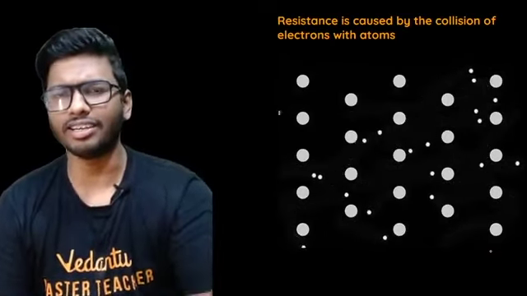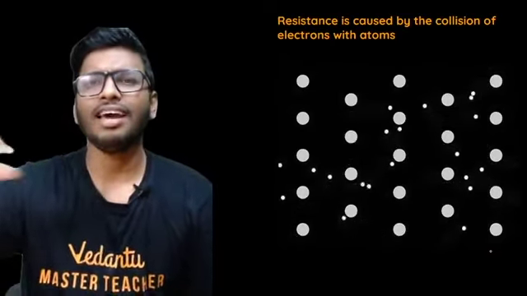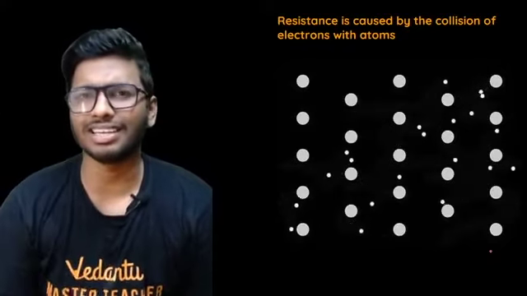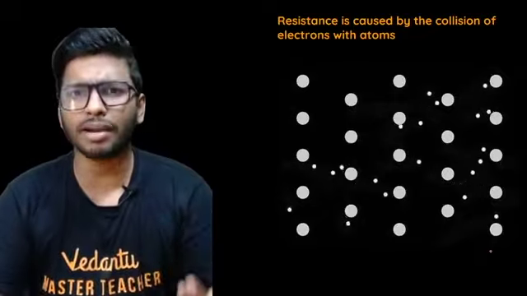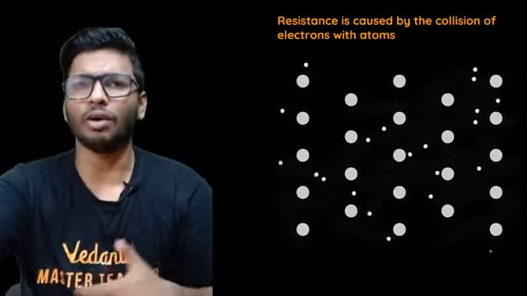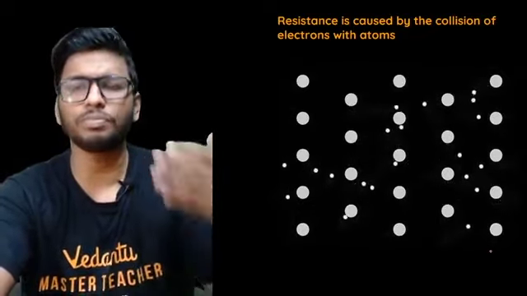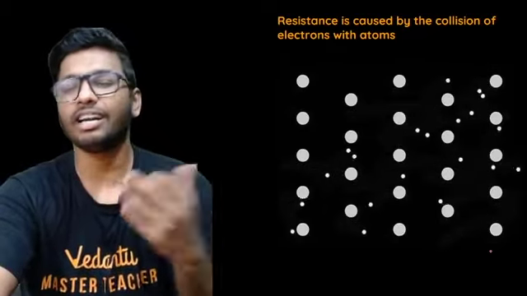When the charge is flowing, there are other atoms present inside the conductor. So it collides with those atoms, loses some energy, and basically slows down. That is what is called resistance. The obstruction offered is what is called resistance.